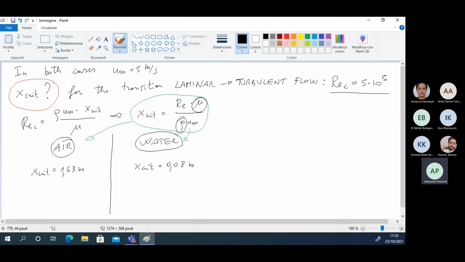And I'm interested also in estimating, so it's clear for all of you up to this point, I want to estimate also the thickness of the boundary layer.